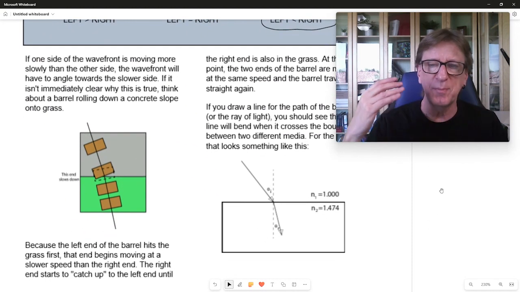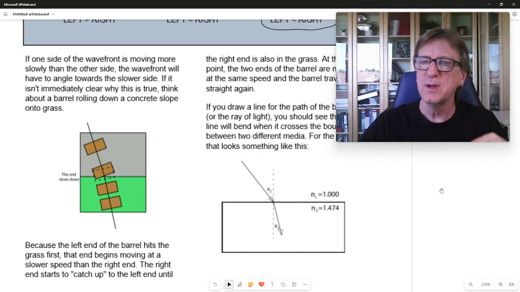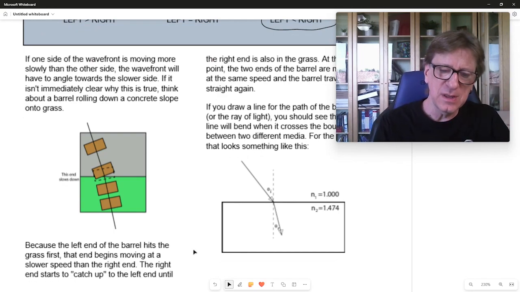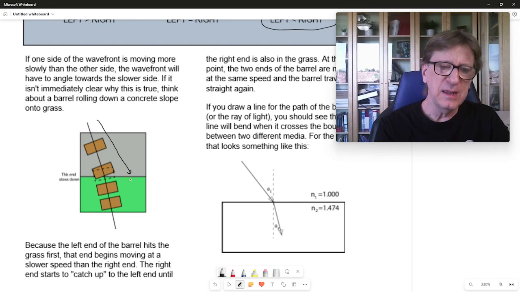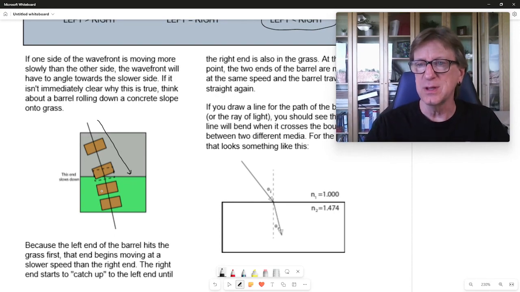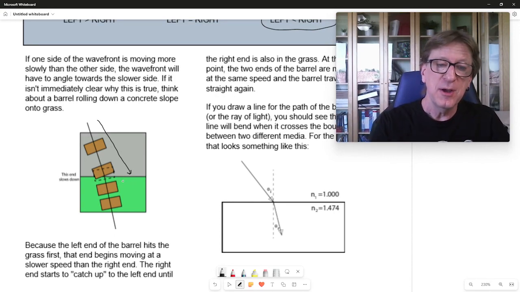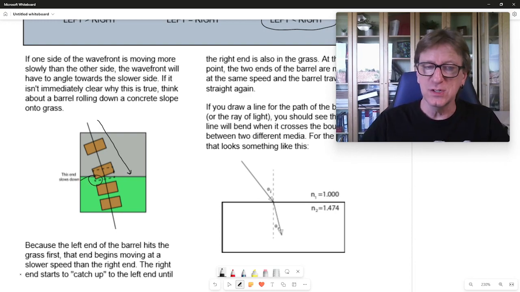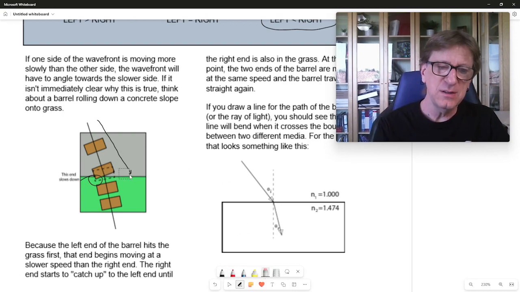So let's say that you've got a barrel that's rolling down a concrete slope onto grass. So it's coming in at this angle here, and then it hits the grass. Well, when it's rolling on the concrete, it can roll fairly quickly. When it hits the grass, it's going to slow down. But this end here hit the grass first, so it slowed down. So for just a little while, until the entire barrel is inside the grass, the left end is going to be moving more slowly than the right end.